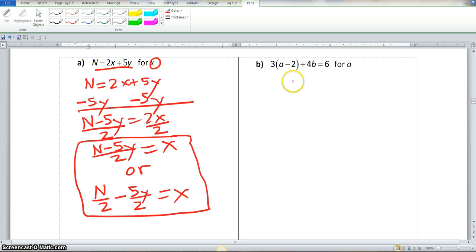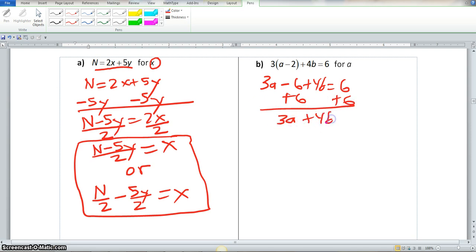Now, we come here to B. We want to solve for a. So we'll do the distributive property here to get 3a minus 6 plus 4b is equal to 6. Now we can add 6 on both sides. So we have 3a plus 4b is equal to 12.